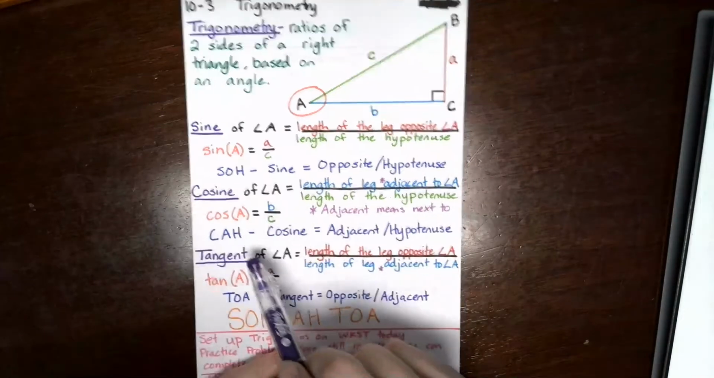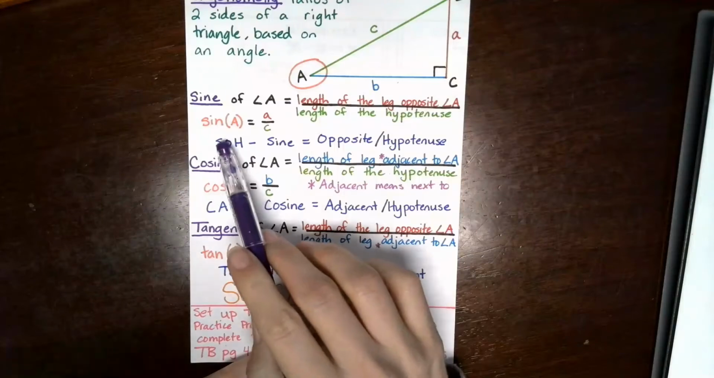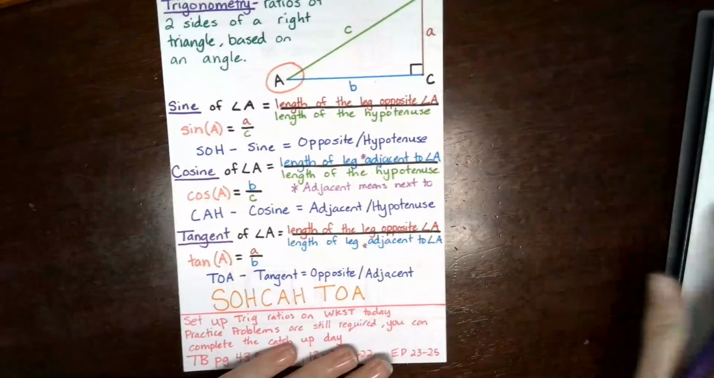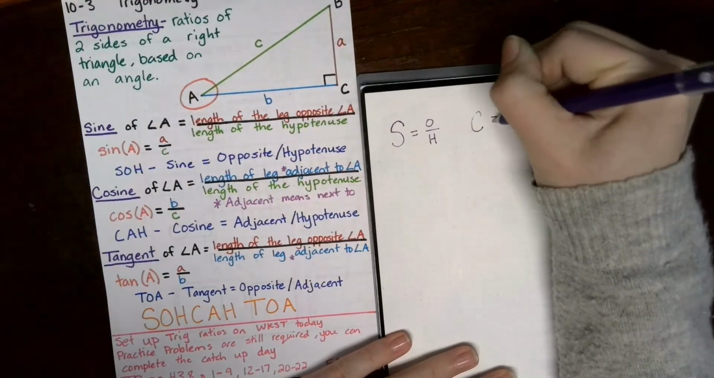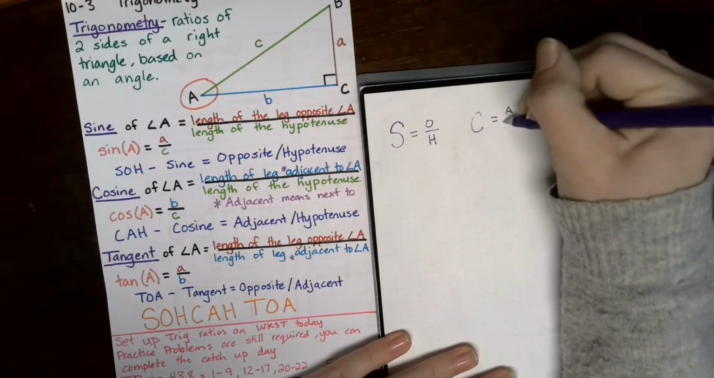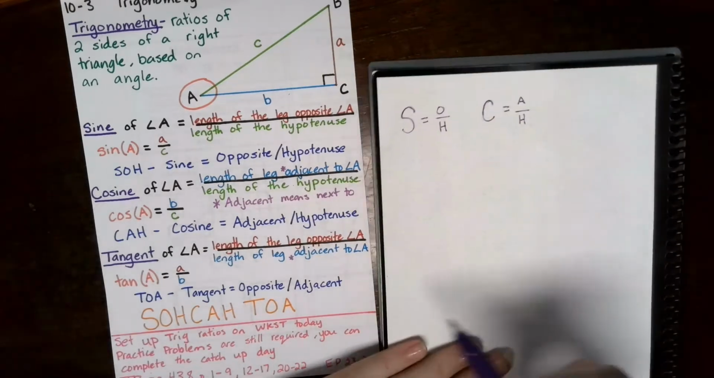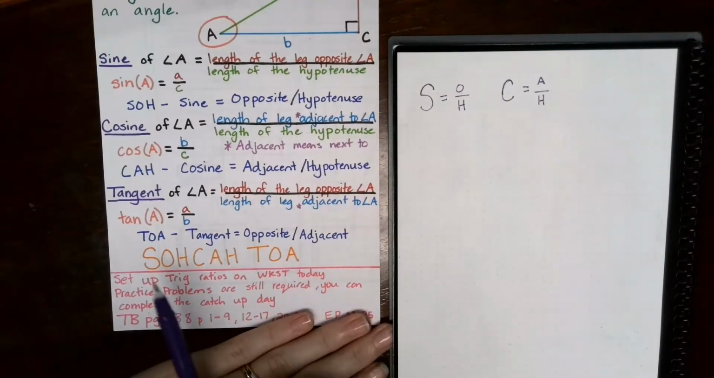Now this is our CAH part of SOHCAHTOA. CAH is cosine equals adjacent over hypotenuse. Okay? Cosine equals adjacent over hypotenuse. This is very important. This is going to be the easiest way to memorize these. SOHCAHTOA. Sine is opposite over hypotenuse. Cosine is adjacent over hypotenuse.